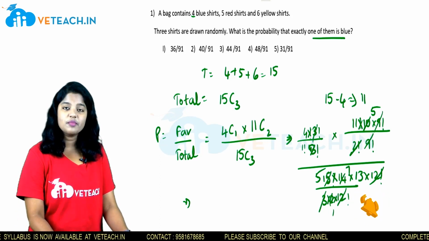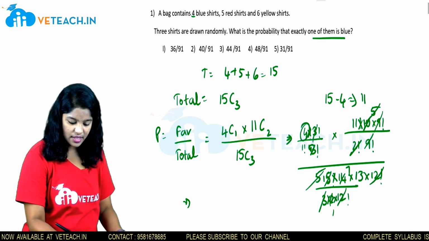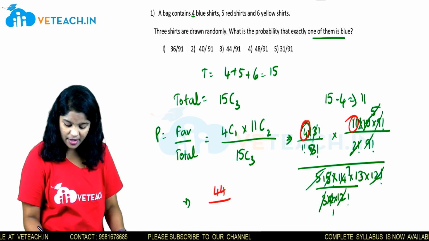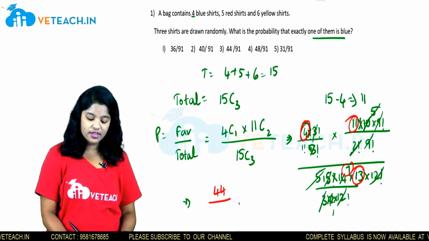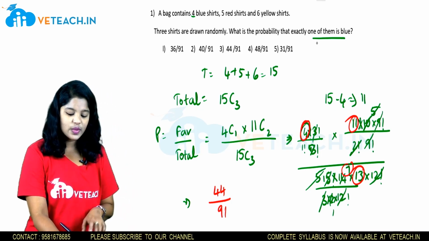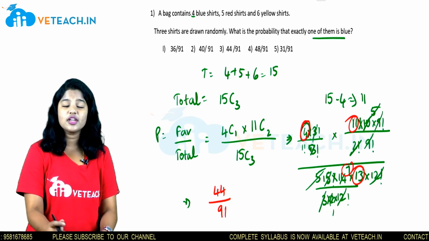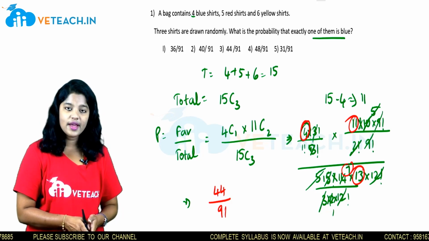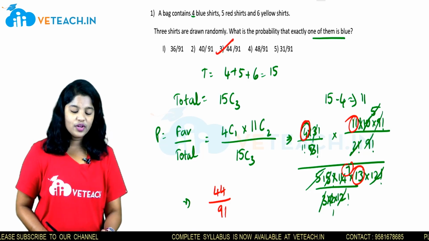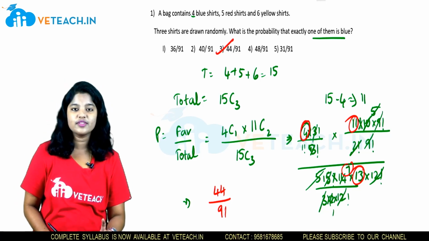So after simplifying, 5 gets cancelled. The remaining terms are 4 and 11. So 44 divided by 13 into 7, that is 91. So in total 44 by 91 is the probability of selecting exactly one blue shirt out of the given shirts. So option 3 is our correct answer, that is either option C if they are given in alphabets, or option 3.